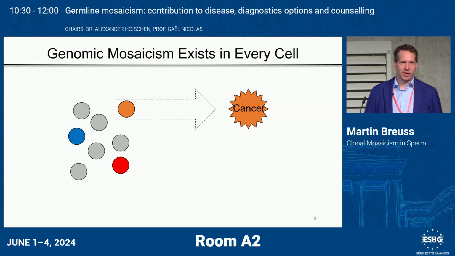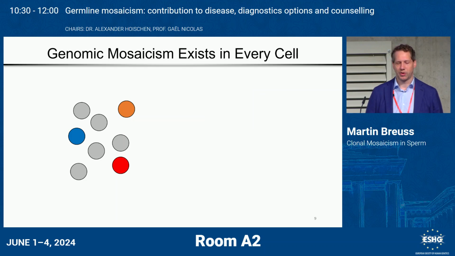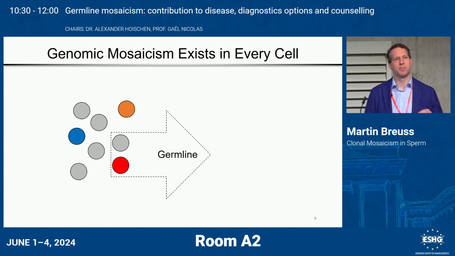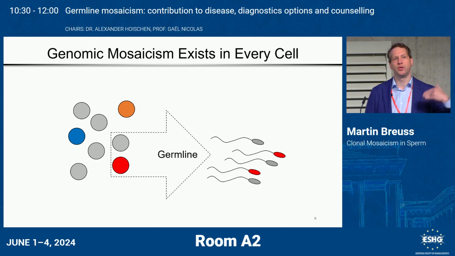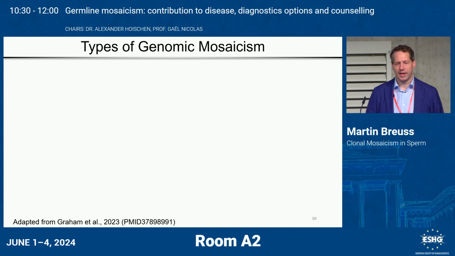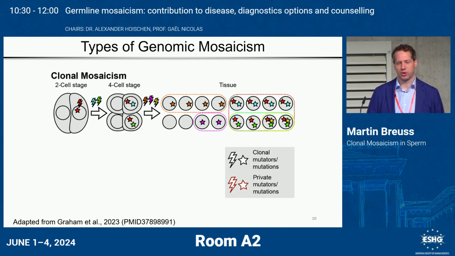So we are very well aware of this in the context of cancer, where a mutation, a somatic mutation, actually causes disease. But what we are talking about today is what if these mutations happen in the germline and do not necessarily impact the phenotype of the germ cells themselves, but actually would convey a new phenotype to the next generation. So looking at genomic mosaicism more broadly, we can really distinguish two different types.